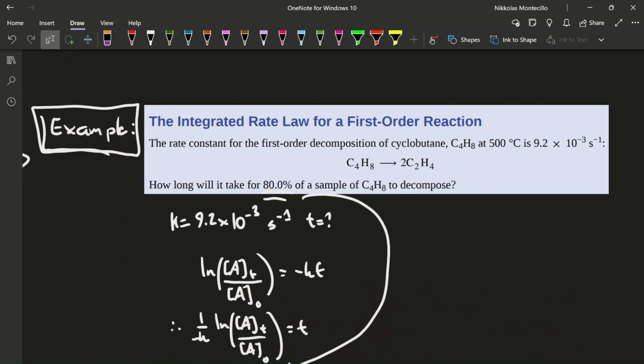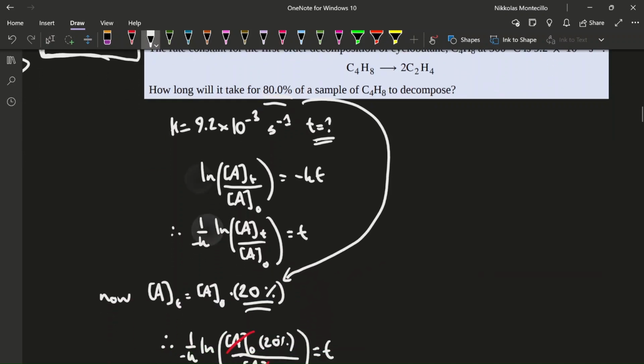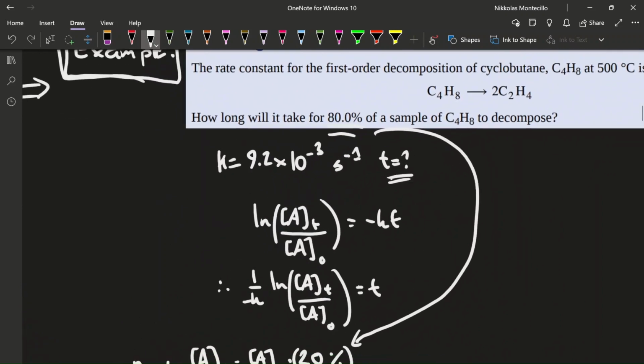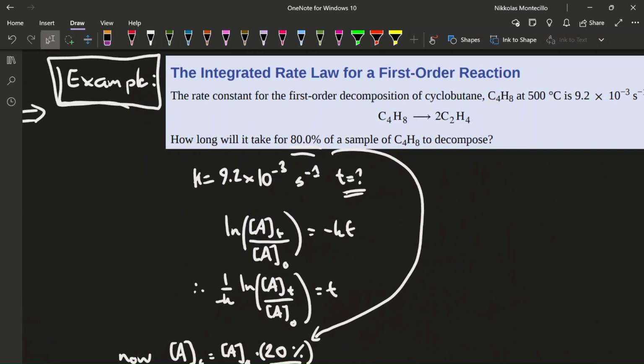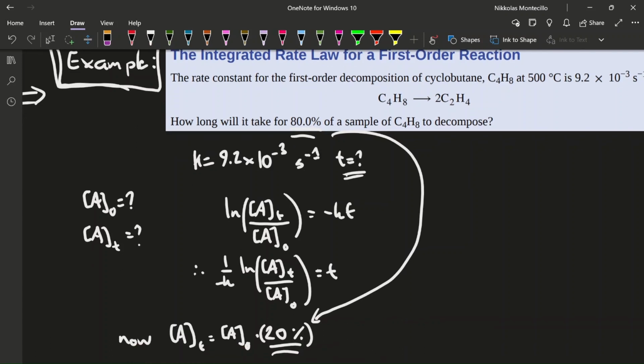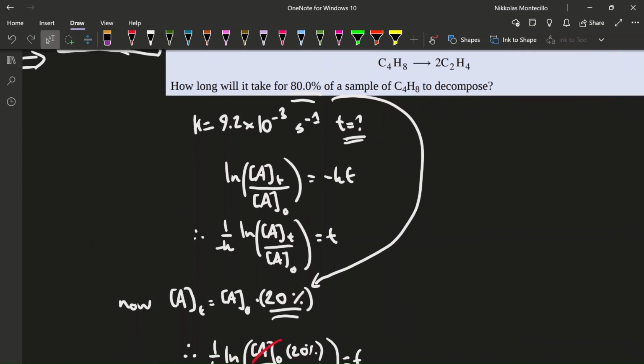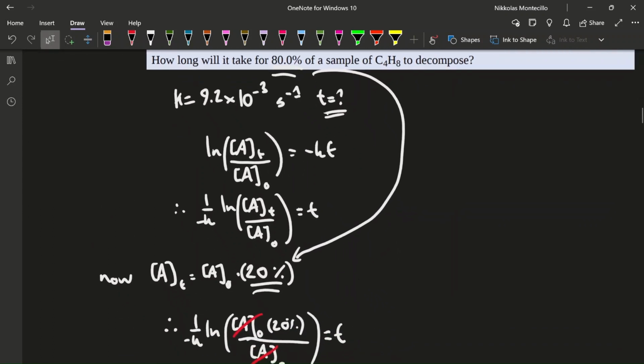We know that k is equal to 9.2 times 10 to the negative 3 per second. We're looking for the time, so we want to apply the second form, given that we don't know what the initial concentration is. So we're left with missing information. What we want to do is isolate for t, which is what I show here.